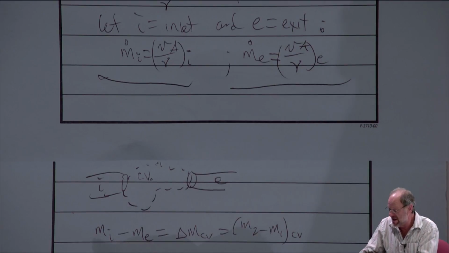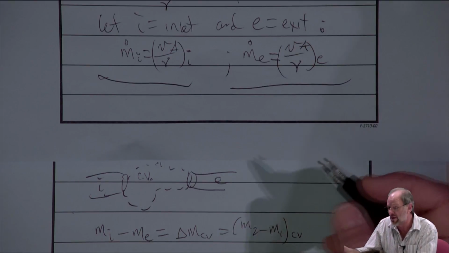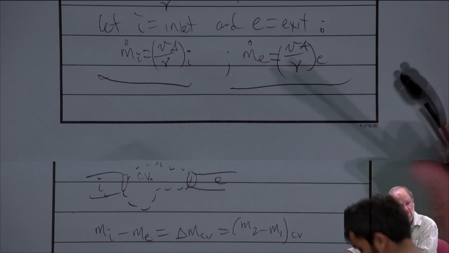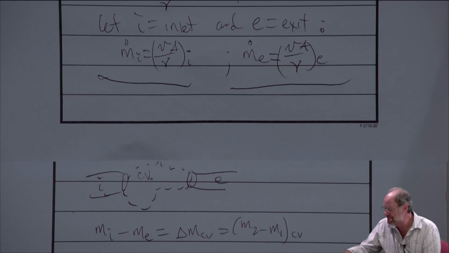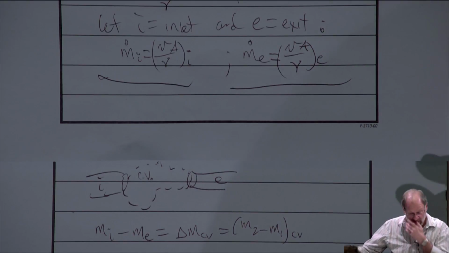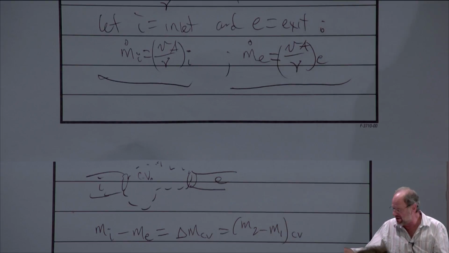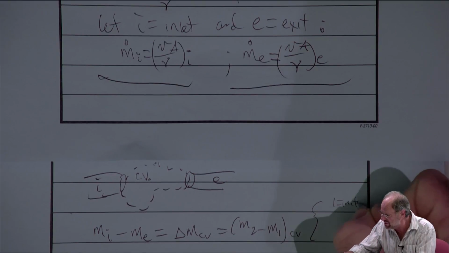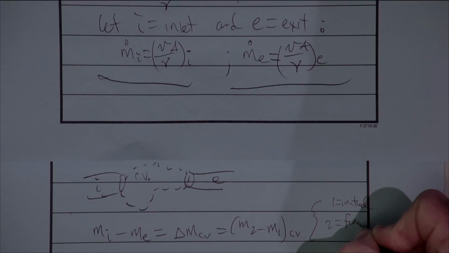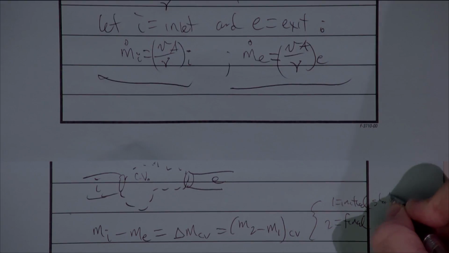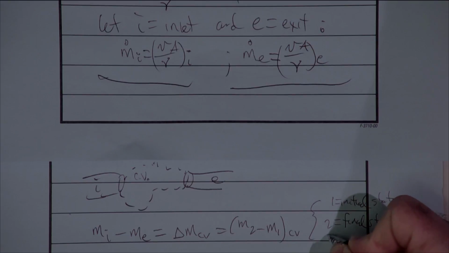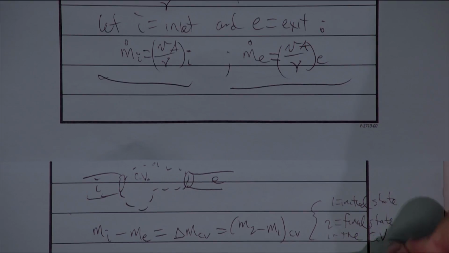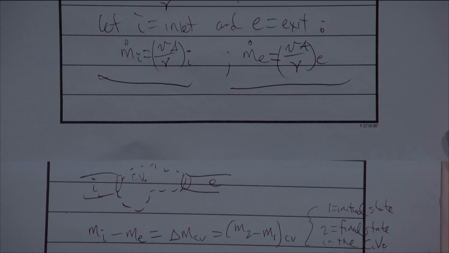Basically, this tells us that the difference between what goes in and out equals the change in mass of the control volume, right? Or if you will, the difference between what goes in and out equals a change in mass of what remains. So this should be pretty clear. We will note that 1 equals initial and 2 equals final. Really, I should say initial state and final state in the control volume. Okay? So 1 and 2 are not the same as i and e.